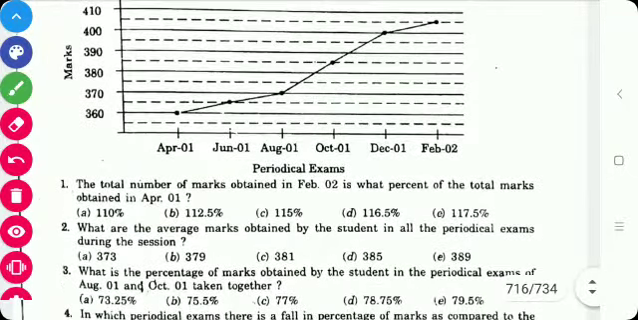So the first question is: the total number of marks obtained in February 2002 is what percent of total marks in April 2001? Okay, so here we have to find the percentage of marks of February 2002 to April 2001.